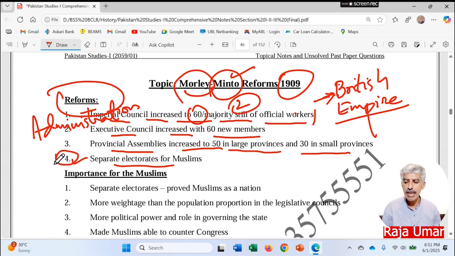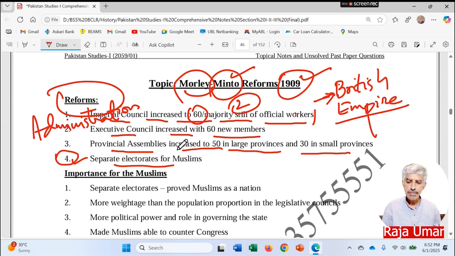That was the greater achievement for the Muslims in these reforms. What they had demanded in the Simla deputation before the establishment of All India Muslim League in 1906, that demand was awarded to them in 1909 in the Minto-Morley reforms.